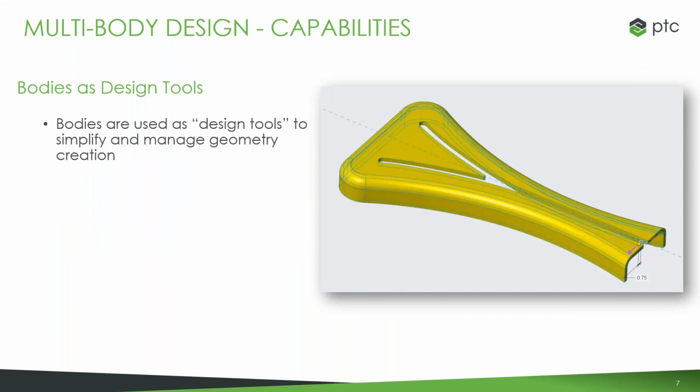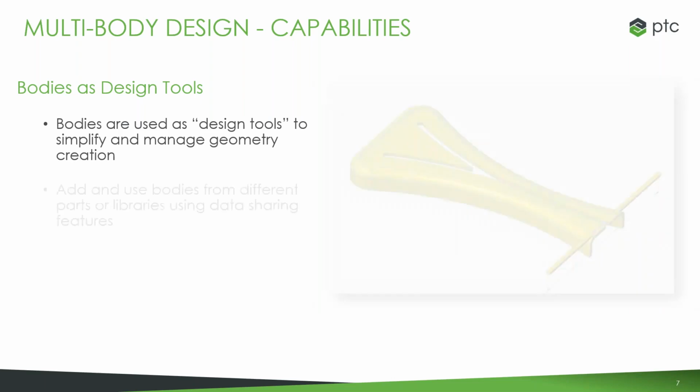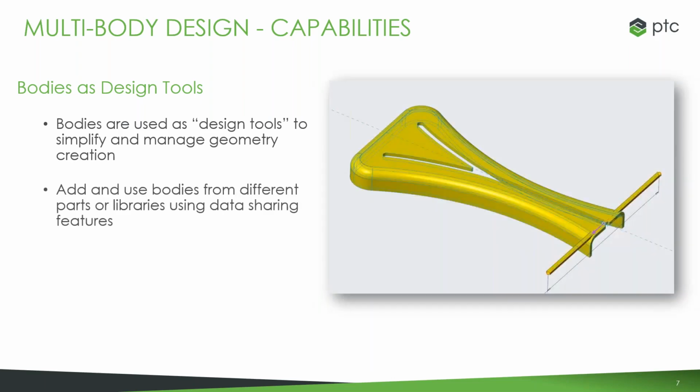All right. So the bodies can be used as design tools to manage geometry creation and to simplify the workflows and eliminate additional features, which will speed up the design process. For example, we can easily hide or show the bodies for visual clarity and better understanding. Also, we have the ability to reuse bodies from different parts or libraries using data sharing features like copy geom, merge or inheritance.